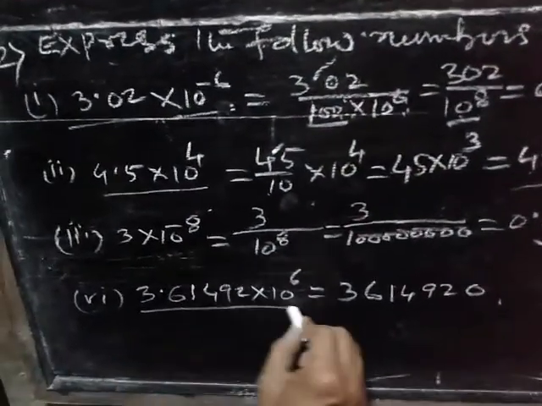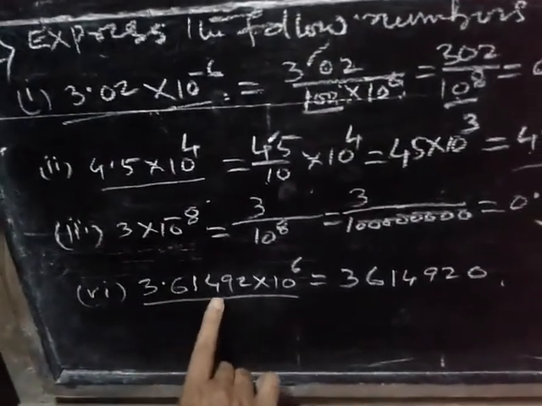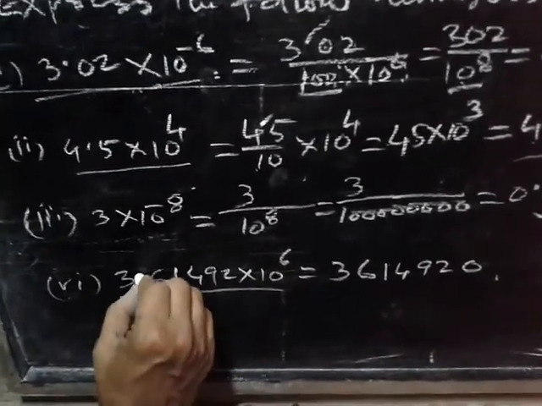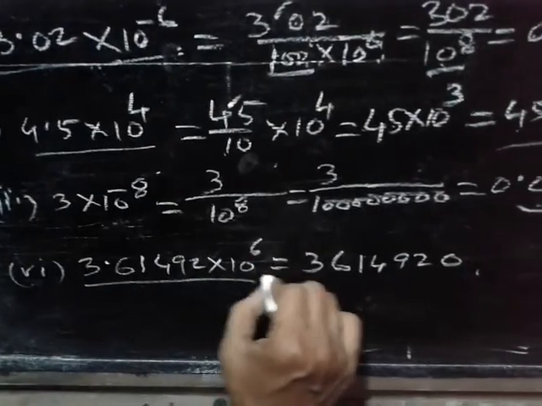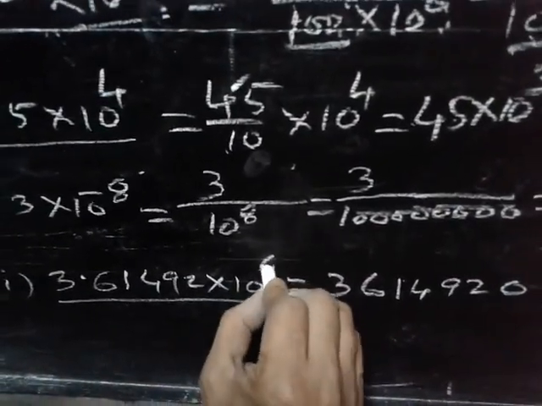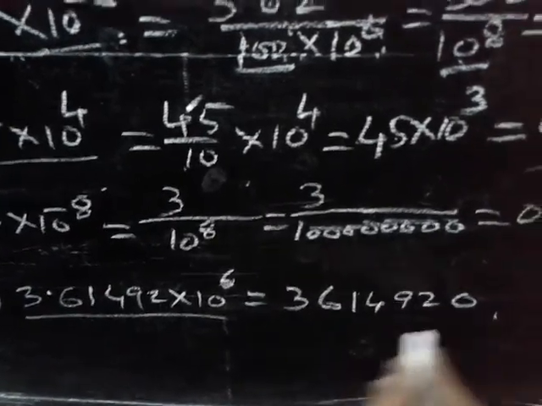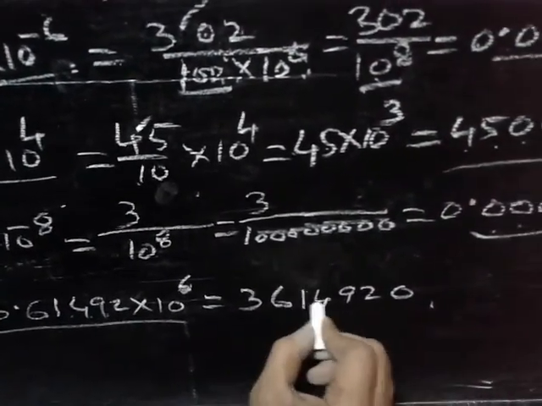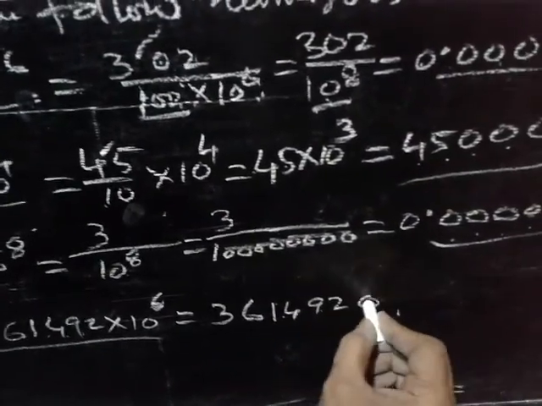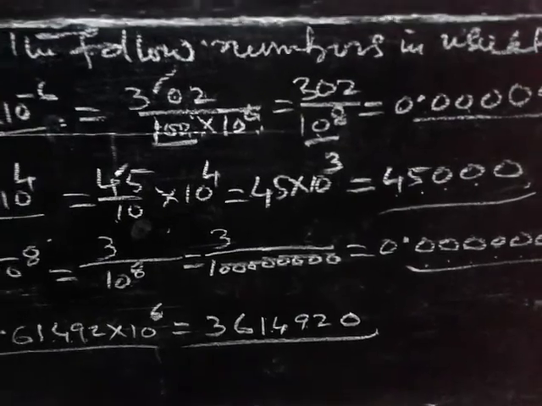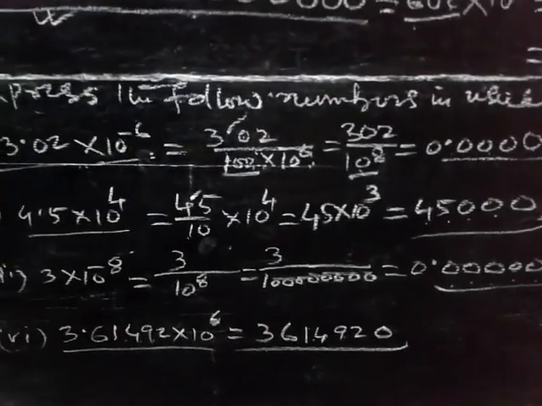And this is 3.6142492 into 10 to the power 6. This decimal will be shifted from this to this, so this is 6 places. The decimal will be shifted from here, that is here 1 2 3 4 5, 1 2 3 4 5, another number is not there, then we are just putting 0 over here. So this is the usual form of this standard format.